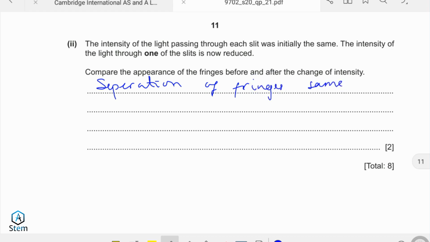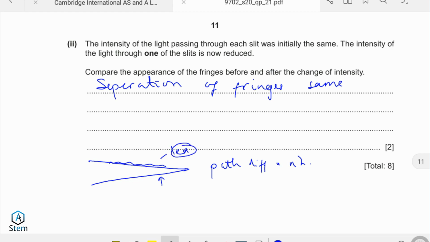All right. Then the bright fringes. Bright fringes are formed when two waves meet and their path difference is equal to n multiplied by lambda. So we can say path difference equals n lambda. Now if one of the waves is now less intense and the other wave is still intense, this less intense wave is going to contribute less to lighting up the bright fringe. So eventually the bright fringe will be less bright.